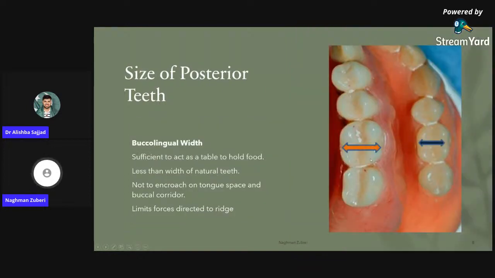Then we also check for the posterior teeth, their size. The most important point is buccolingual width. It should be sufficient to act as a table to hold the food, which we call the occlusal table. If it is not sufficient, then there won't be efficient mastication. But it should be less than the width of natural teeth, so as not to encroach on tongue space and on the buccal corridor. Well, they should always be directing the occlusal forces or masticatory forces at the right angle to the ridges.